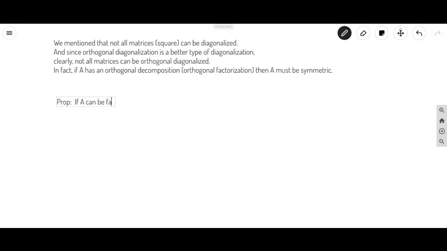If A can be factored orthogonally, then it must be symmetric. So the matrix is forced to be symmetric. And let's give a proof of this. It's actually quite easy to prove. So we're saying if A can be factored orthogonally, it means we can write it like this: A = O D O transpose, where O is an orthogonal matrix. So we want to show that A is symmetric. So is A symmetric?